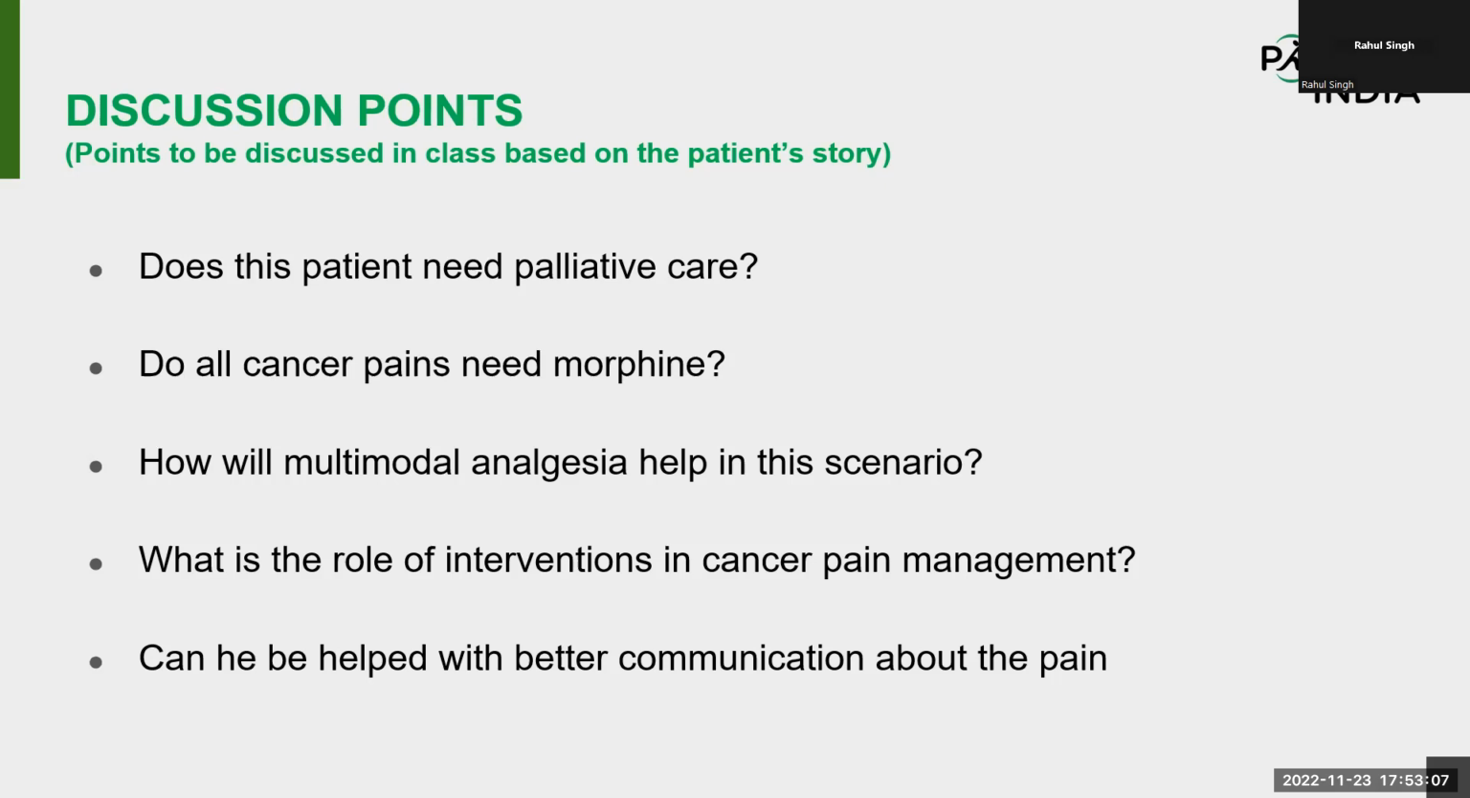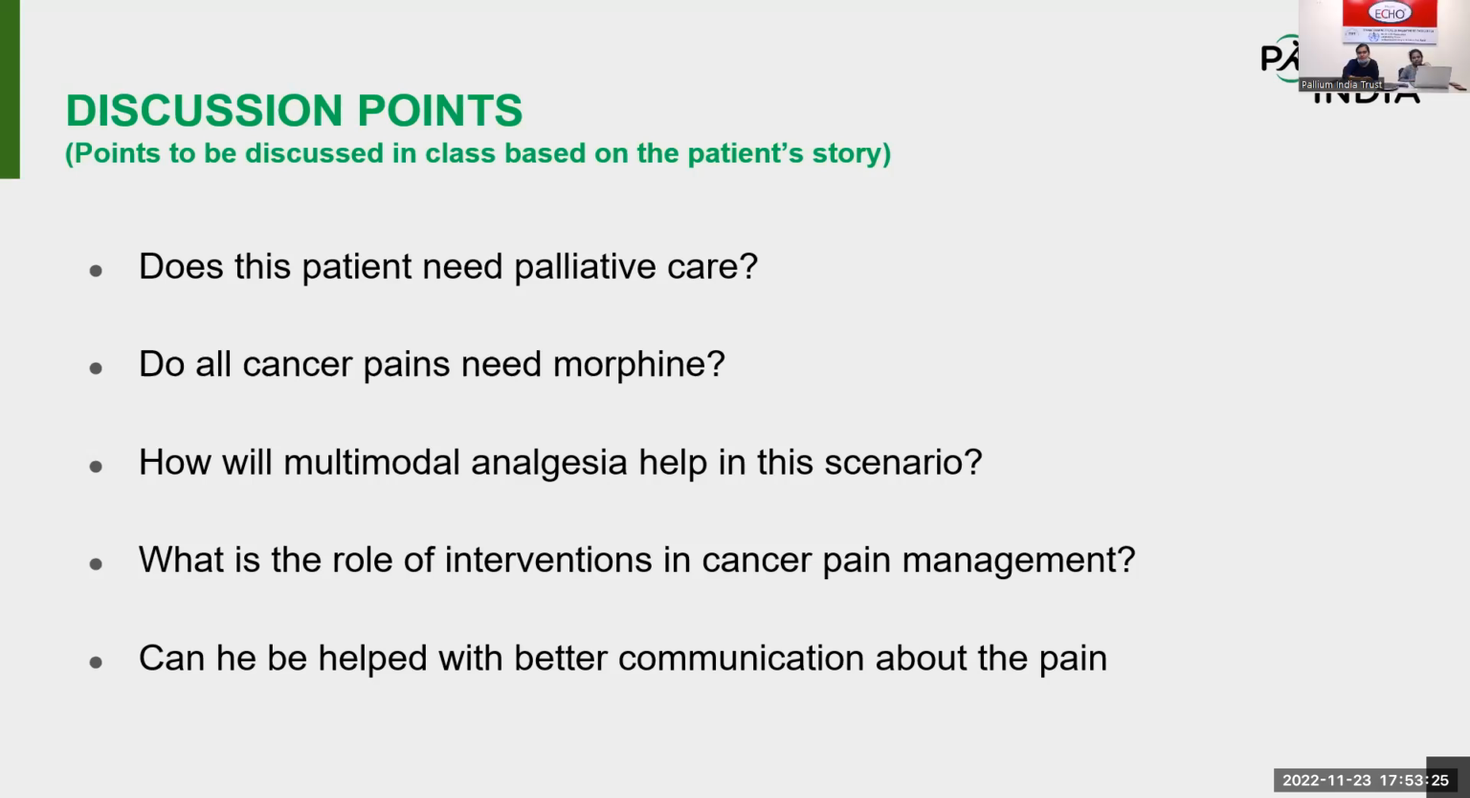And yes, as we have discussed earlier also, palliative care and definitive treatment should go head to head. So yes, this patient needs palliative care, but according to me, local examination is more important.